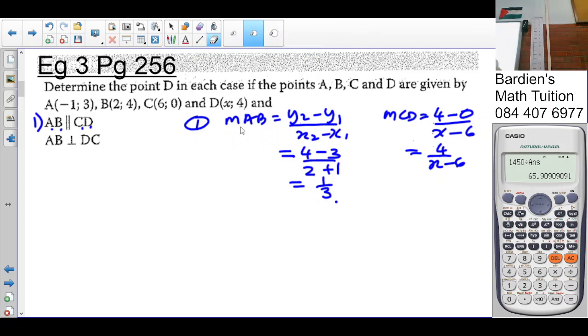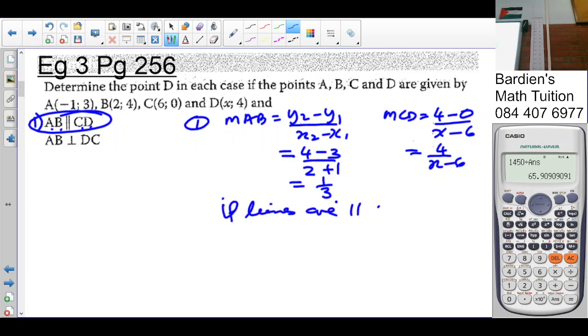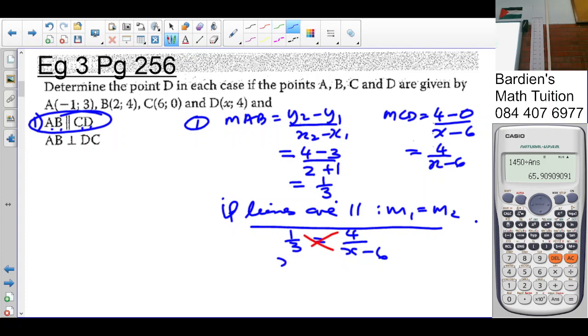So now coming back to what they want here. They want the lines to be parallel. So if lines are parallel, what do we know? Gradients are equal. So what's the first gradient? 1 over 3 is equal to 4 over x minus 6. So what do we do now? Cross multiply. That's going to give you x minus 6 equal to 3 times 4, 12. So x is equal to 18.